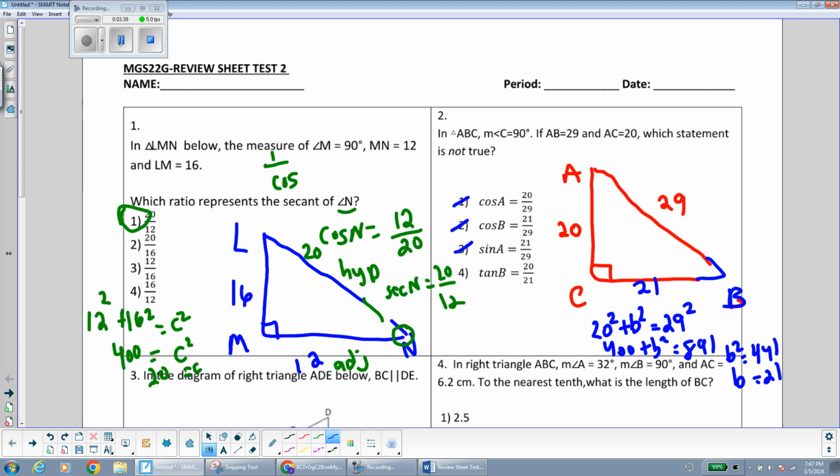So here, these are all true. So I'm going to edit this one. I'm going to flip it over. I'm going to make it 21 over 20. And now it's not true. And I'm going to circle that answer choice. And I'm going to make that edit on the review sheet.